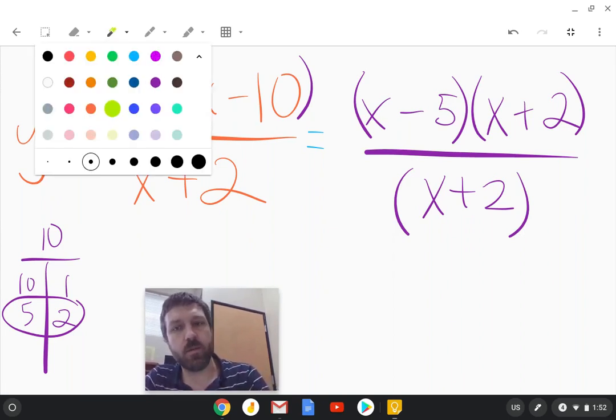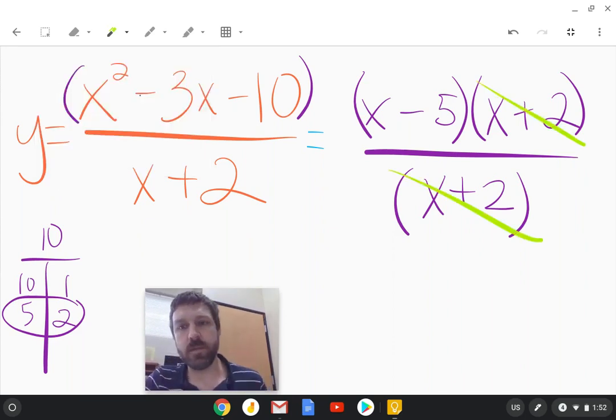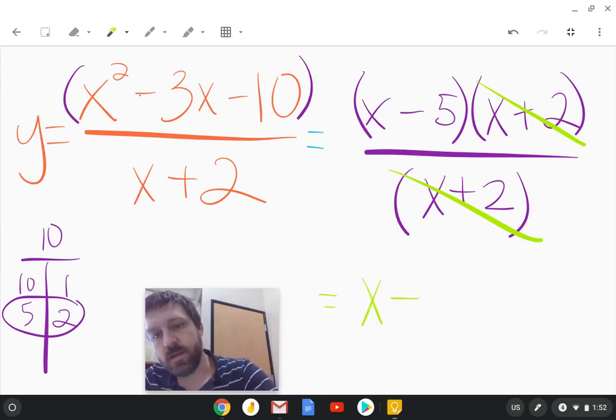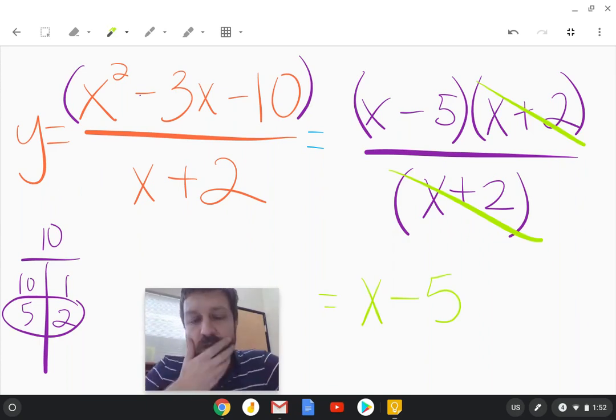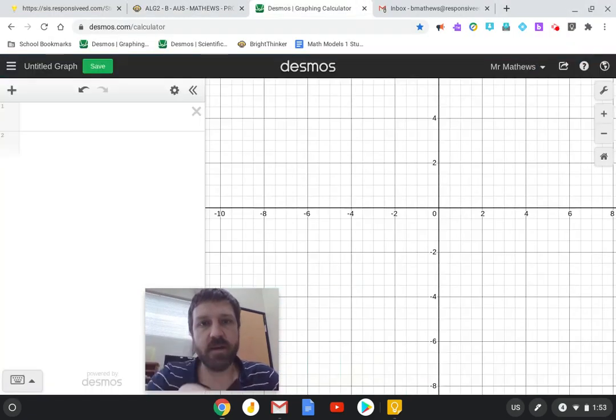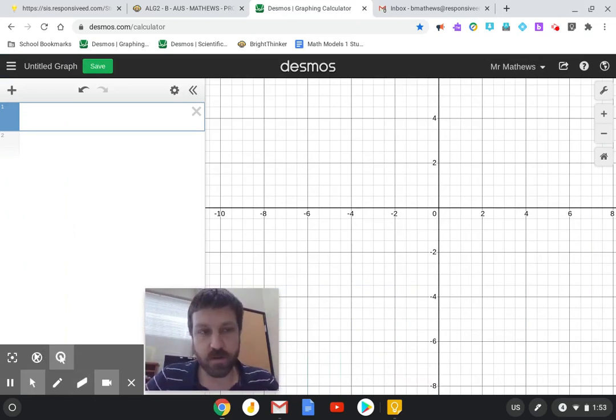And then to take that one more step, the x plus 2's would cancel each other out. Now, that doesn't mean that the graph of the function is just x minus 5. Because the fact that we had this x plus 2 on the top and the bottom of the fraction does have an impact for the graph. So let's jump over to the graphing. And I'm going to try to type that entire fraction in here.